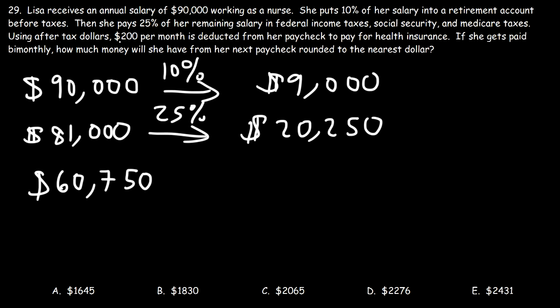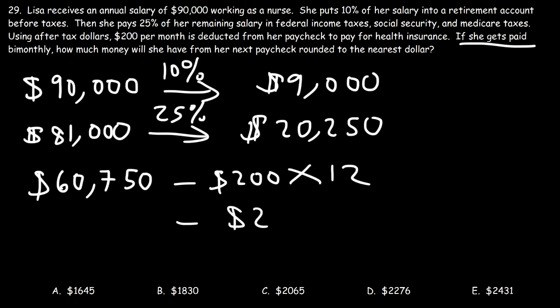Every month she pays a total of $200 for health insurance. Now, she gets paid bi-monthly, which means she receives 2 paychecks every month. So therefore, she's paying out $100 in health insurance for each paycheck. But let's focus on the amount that she pays in health insurance for the whole year. Now there's 12 months in a year. So she's going to pay 200 times 12, or $2,400 in health insurance for the whole year.